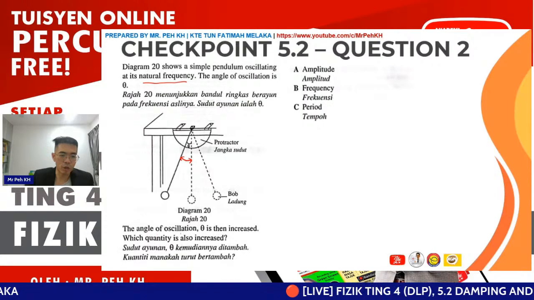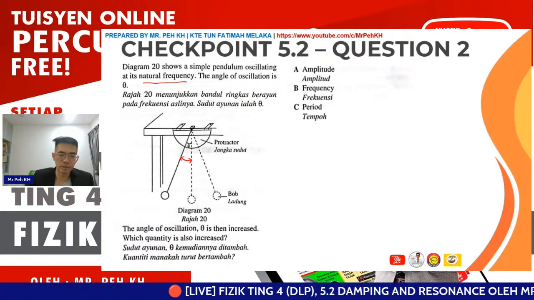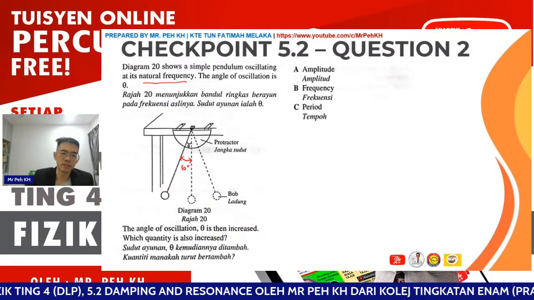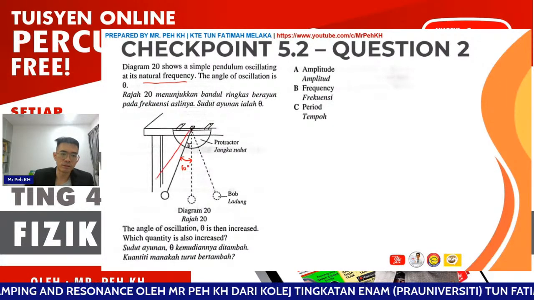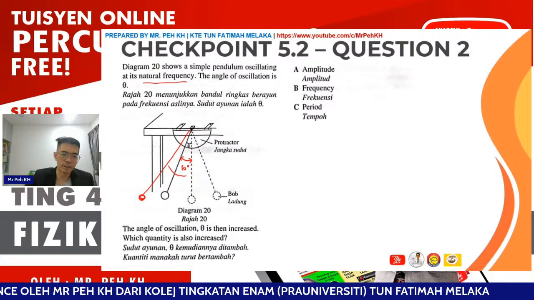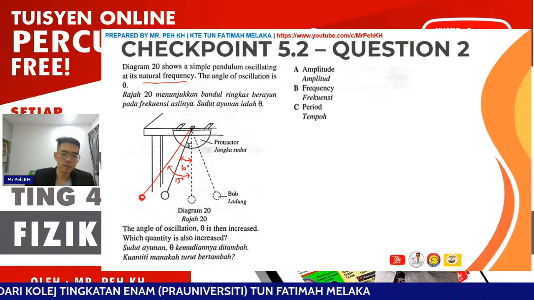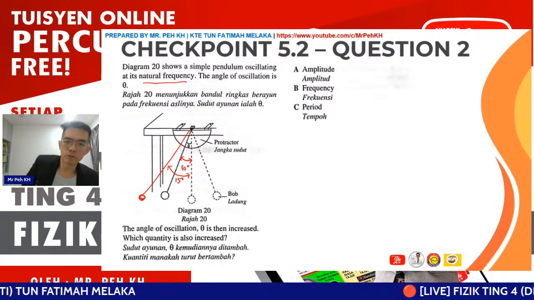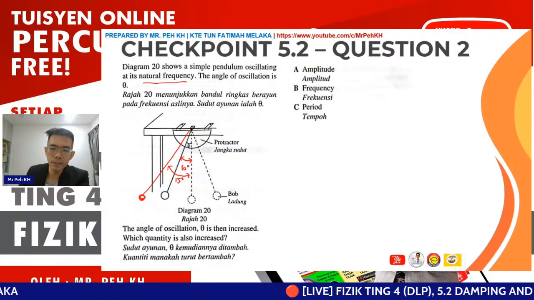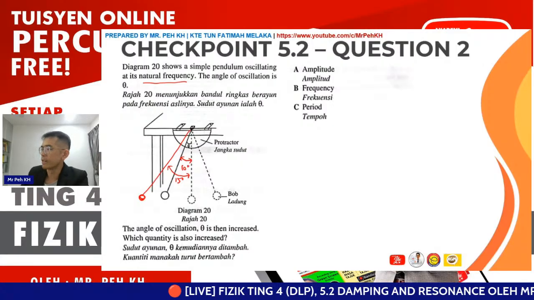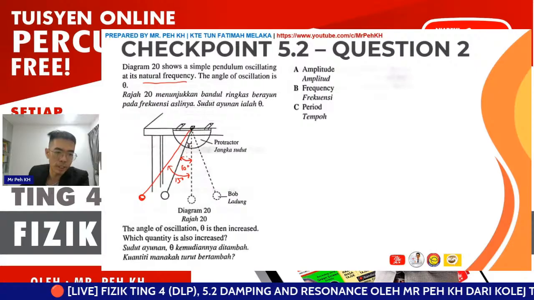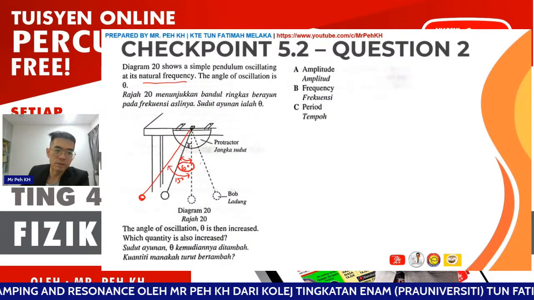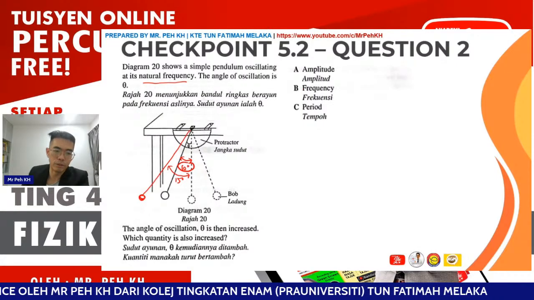The angle of oscillation is then increased. For example, we start the experiment with 10 degrees, and now we change the oscillation angle to, for example, 15. What is going to change here? Amplitude, frequency, or period? Just now I already told you, right? The angle of oscillation actually represents the displacement, and the displacement is considered the amplitude.